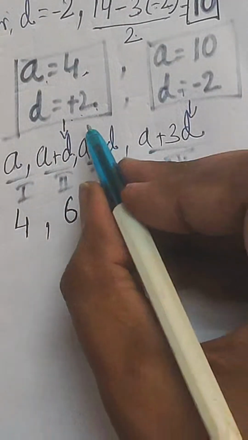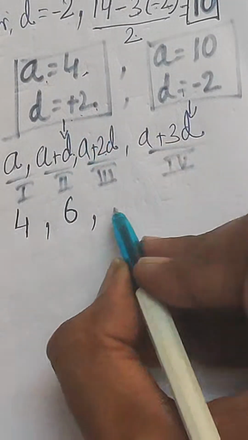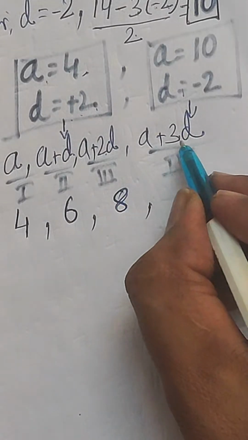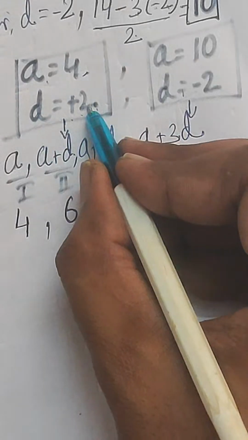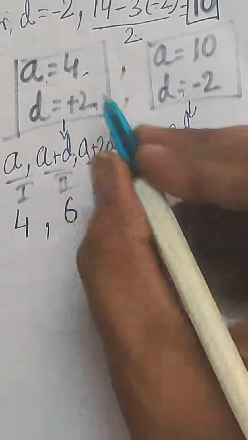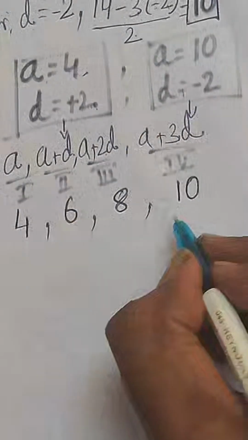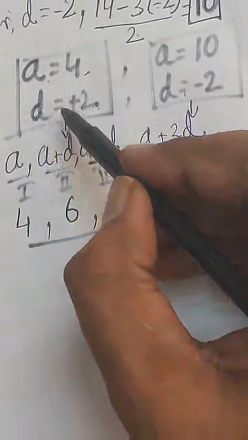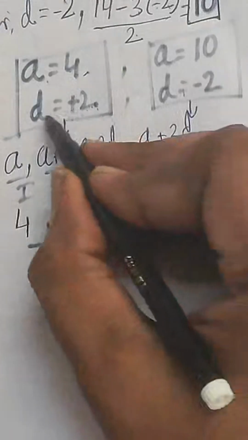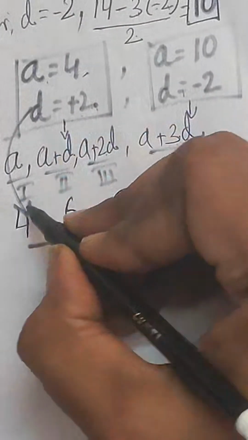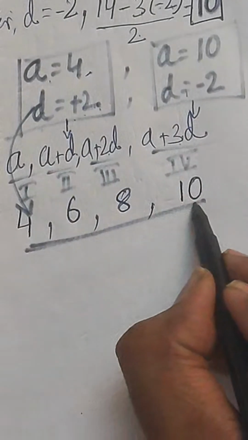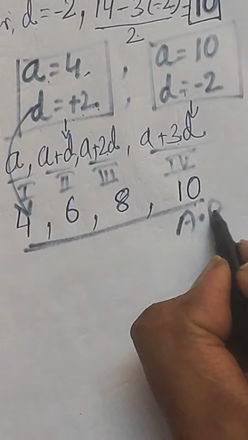Third term of AP is 2 into 2, 4, 4 plus 4, that is 8. And definitely the fourth term A plus 3D, 3 into D. So D will be 3 into 2, 6, 6 plus 4, 10. So the AP is derived as 4, 6, 8, 10. And this is valid for this one, when A equal to 4 and D equal to plus 2. This is the set of AP.